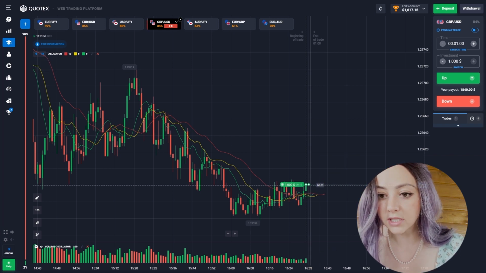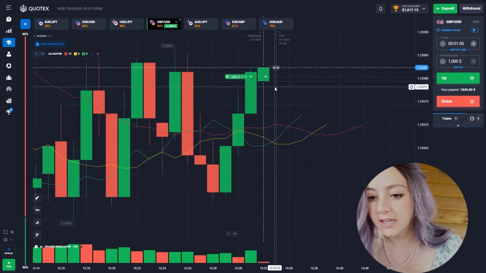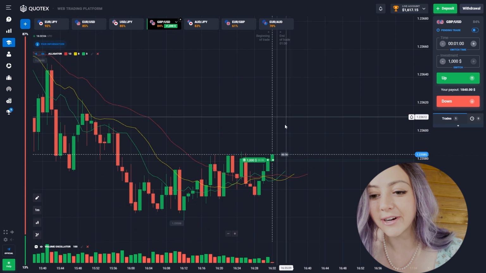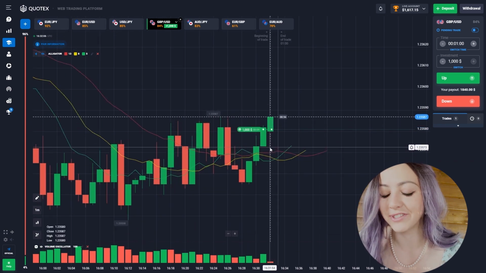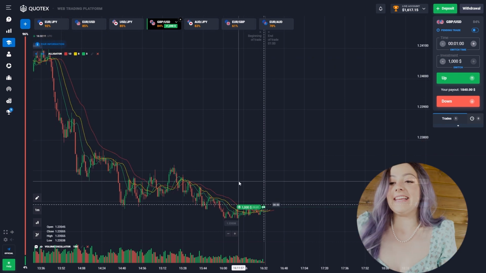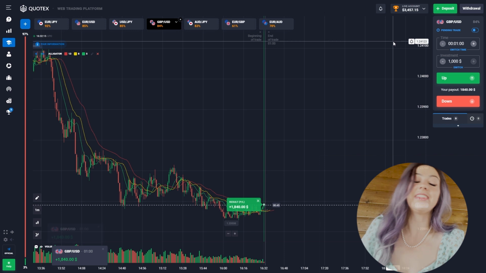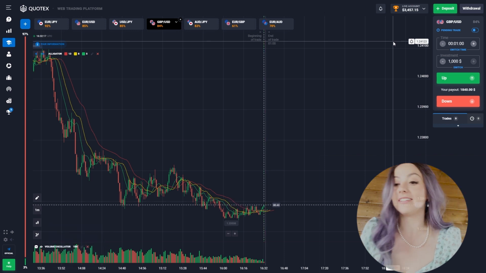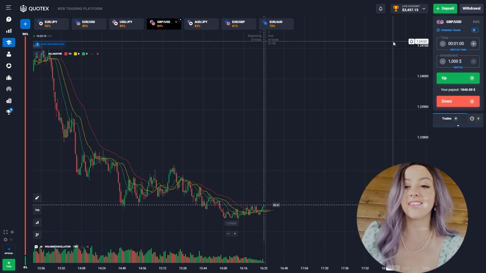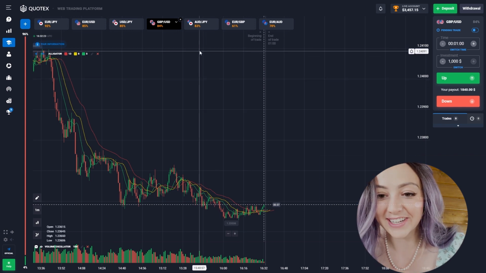Let's zoom it in. This candlestick is pretty intense, and it is about to close at profit, which feels really good. Yes, and the balance is increasing. It is already $3,000. $3,000 and a half. Wow, it feels really good.